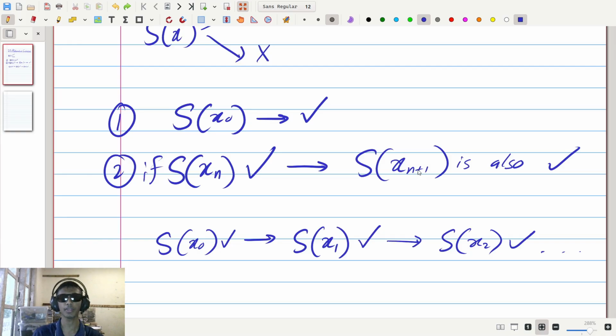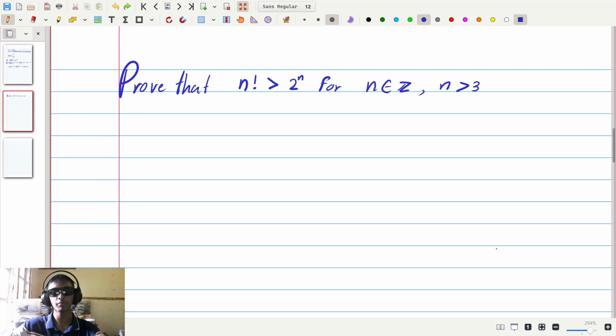For our first example problem, let's prove that n factorial is greater than 2 to the power of n, for n an element of the integers and n greater than 3. In order to solve this kind of problem, the first thing we're going to do is establish the set of values for which we need to solve it.